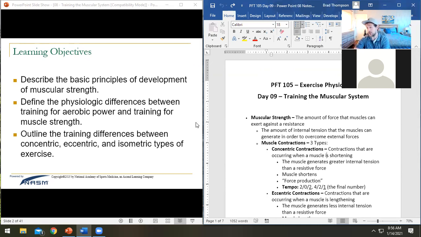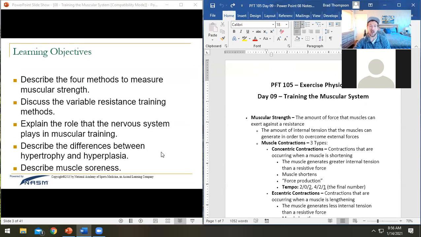So our objectives today are to get through the basic principles for developing strength, the differences between aerobic power and muscular strength, because obviously those are two very different things, our different types of contractions, like I mentioned, the ways that we measure strength, whether that's through one rep max testing or maybe some other method, and variable resistance training, which is always kind of fun: what happens when you mess with how you are loading an exercise.